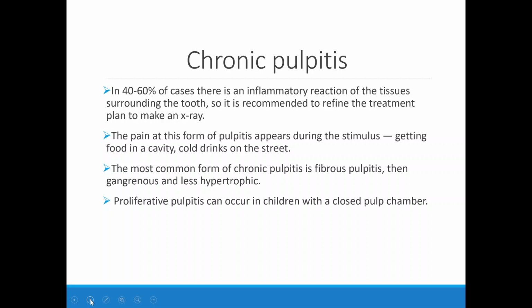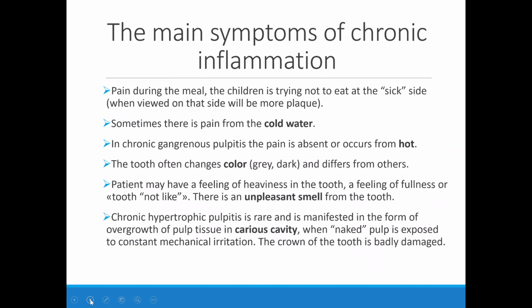Proliferative pulpitis or hypertrophic pulpitis can occur in children with an open pulp chamber. Please remember about it. So what about the main symptoms of chronic inflammation? Pain during the meal. The child tries not to eat on the sick side, and when we perform examination, we can see more plaque or sometimes the formation of calculus on the teeth.